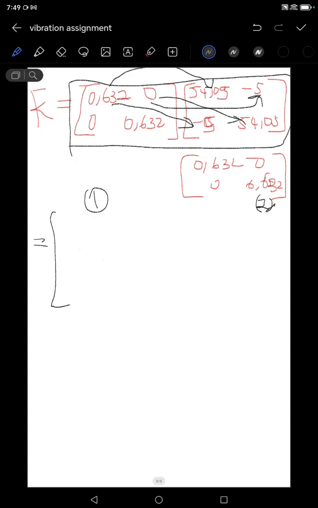Okay, so here we're going to have 0.632 multiplied by 54.05, plus -5 multiplied by 0. And then on the other side we're going to have 0.632 multiplied by -5, plus 0 multiplied by 54.05.